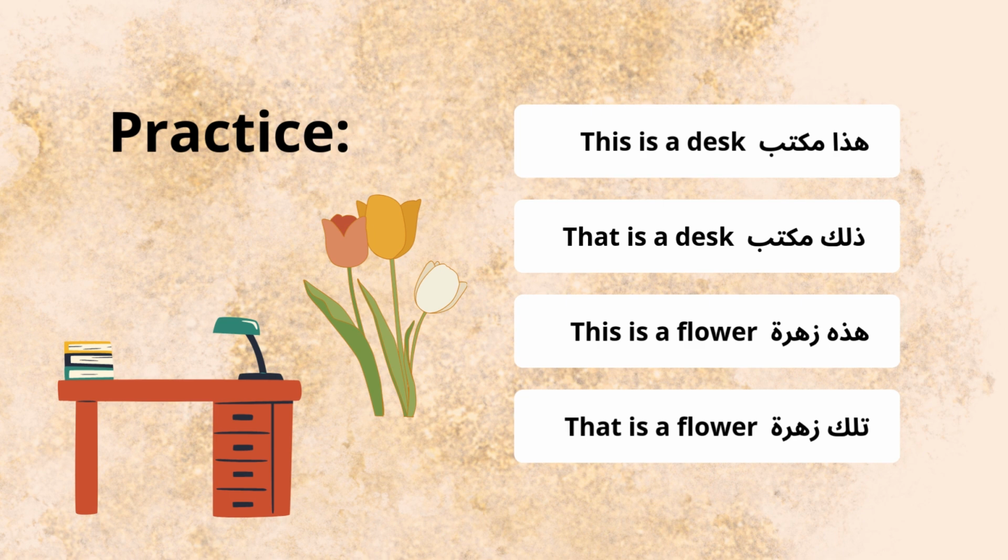هذه زهرة and تلك زهرة. We find out the word زهرة is feminine or female, and that's why we have used the words هذه and تلك. هذه and تلك both are used with only feminine words. So we find out that هذه زهرة and تلك زهرة are both feminine. So هذه زهرة means this is a flower, and تلك زهرة, that is a flower. So we distinguish between هذه and تلك by their meaning. هذه means this, تلك means that.